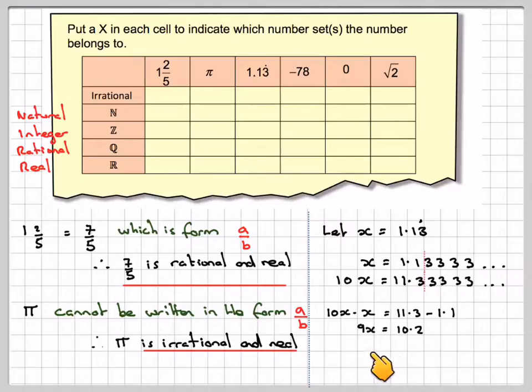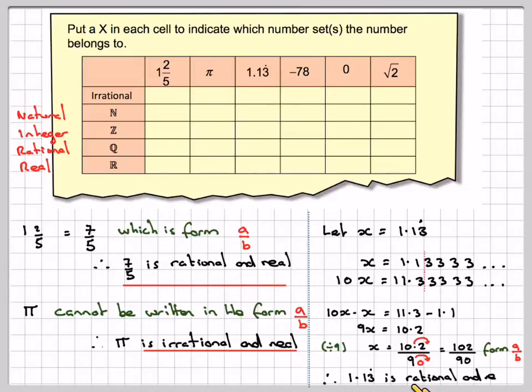So that gives me 9x is equal to 10.2, and then divide by 9, you get that x is 10.2 divided by 9. That isn't really a fraction, but you can move the decimal point one place, and if you do it to the denominator as well to balance it up, you get 102 over 90. This could be simplified further, but there's no point. We've shown that it is in the form a over b, and therefore it is rational, and it is also a real number.